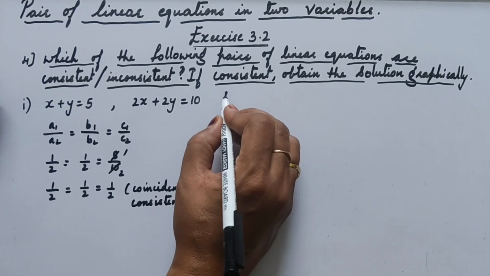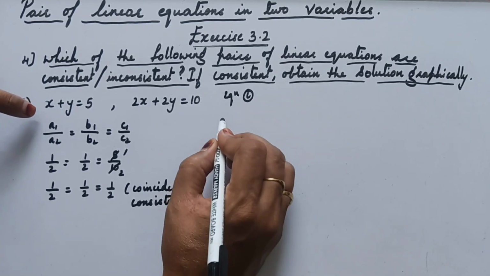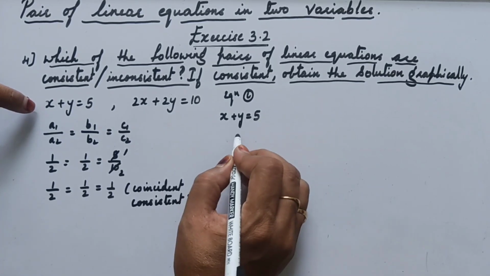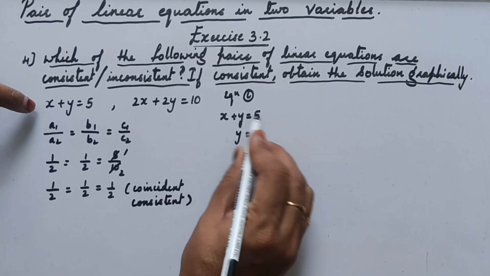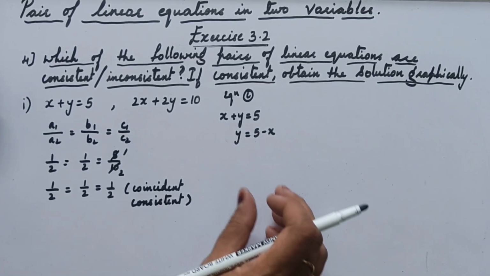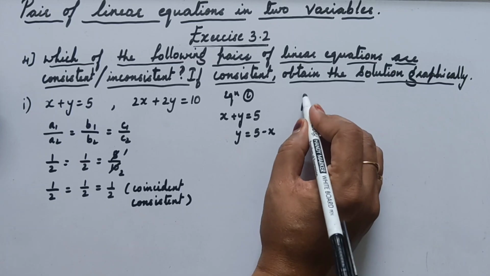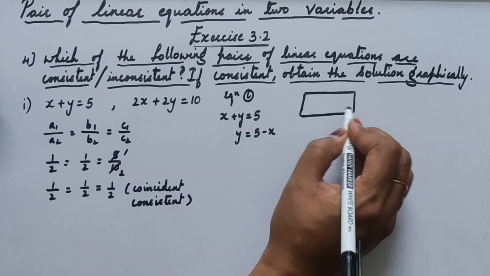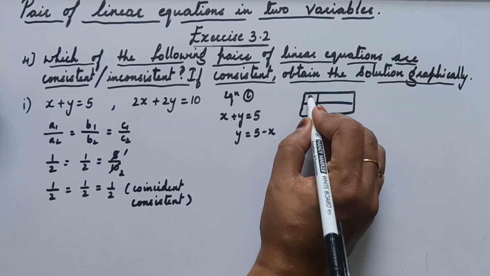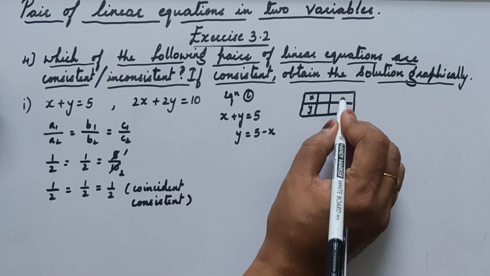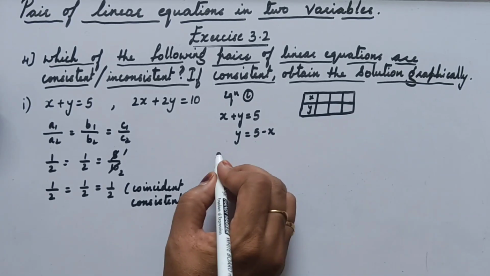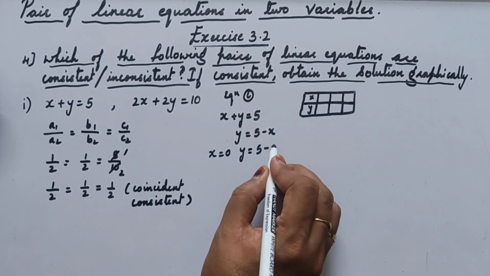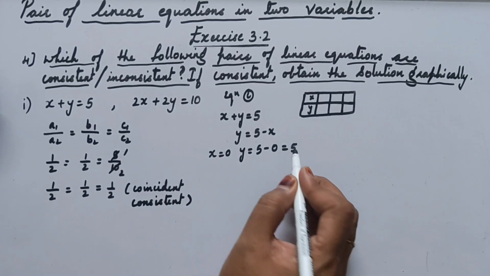Now first equation, equation 1, it is x plus y equal to 5. Now y equal to 5 minus x. Let's get the solutions. This is a solution table for the first equation. Now this is x, y. If x equal to 0, y equal to 5 minus 0, which is equal to 5.